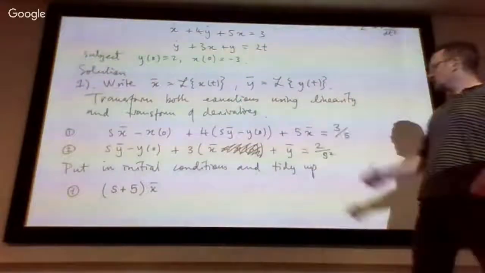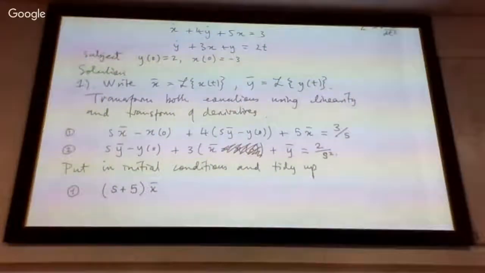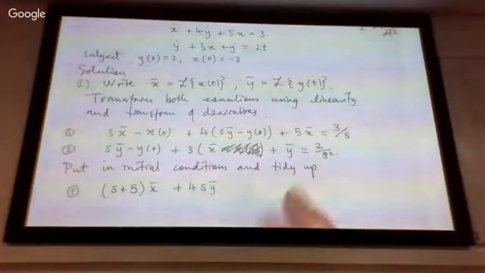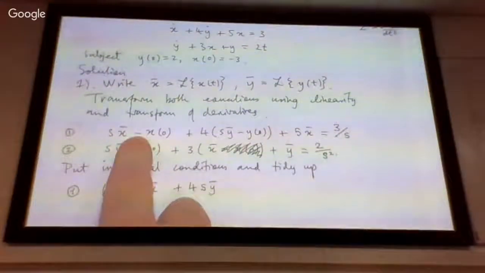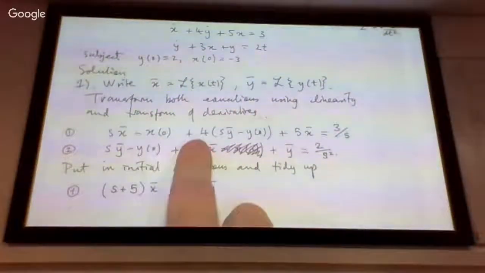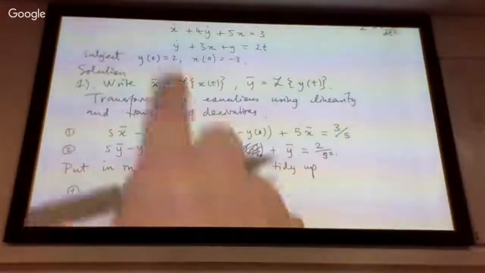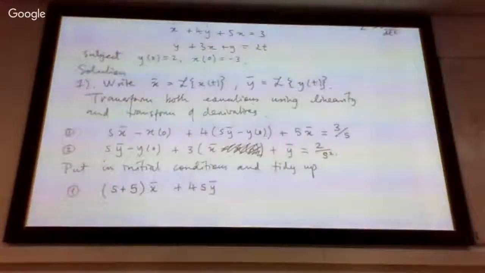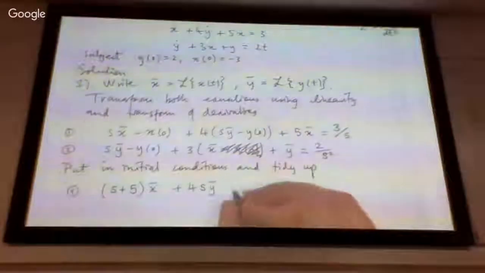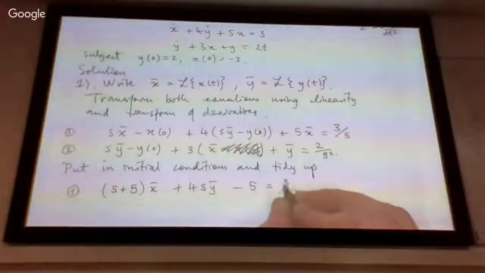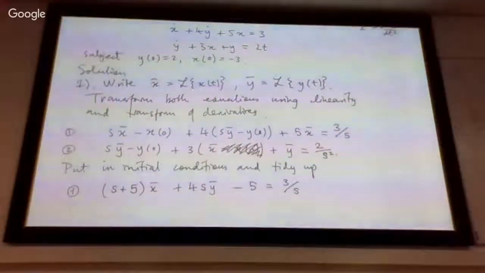Let's look at our y bars. We've just got 4s y bar. And the constant term, well, we've got a minus 3. So we've got a 3 and 4 times minus y0. So we got a minus 8. Great. 3 and a minus 8. 3 minus 8 is minus 5. Is that correct? And that's still equal to 3 over s.